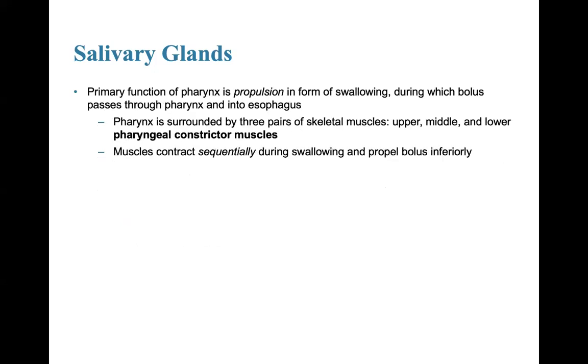Now, the primary function of the pharynx is propulsion in the form of swallowing, during which the bolus passes through the pharynx and then into the esophagus. The pharynx is surrounded by three pairs of skeletal muscles, the upper, middle, and lower pharyngeal constrictor muscles. And the muscles contract sequentially during swallowing and propel the bolus inferiorly.